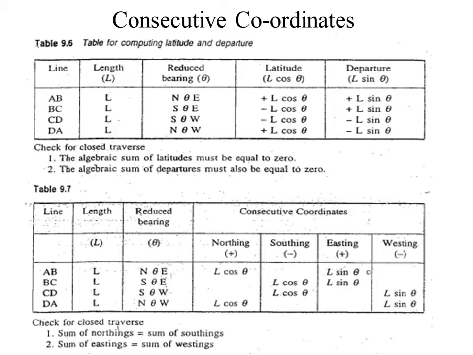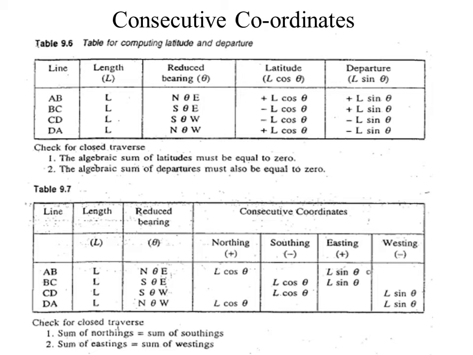Similarly, if the line BC is in the second quadrant, then the reduced bearing of line is S theta E. Therefore, in that particular case, the latitude is minus L cos theta and departure is plus L sin theta. Similarly, if the line lying in the third quadrant is say CD, then the reduced bearing of line is S theta W. Therefore, latitude equal to minus L cos theta and departure equal to minus L sin theta. Similarly, if the line is lying in the fourth quadrant, then the reduced bearing of line is N theta W. Then the latitude is plus L cos theta and departure equal to minus L sin theta.